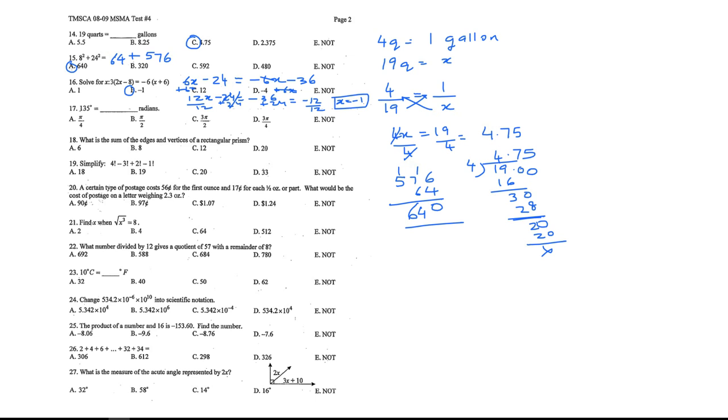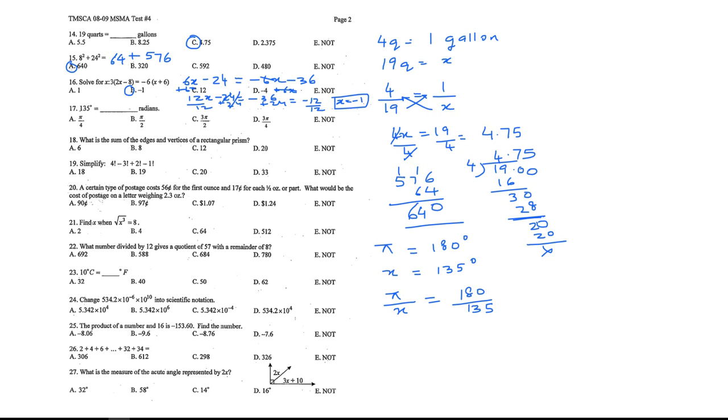Question 17. 135 degrees is equal to how many radians? We should know that pi radians is equal to 180 degrees. So what we have is 135 degrees. So that's x. So one way to do this is write pi over x is equal to 180 divided by 135.